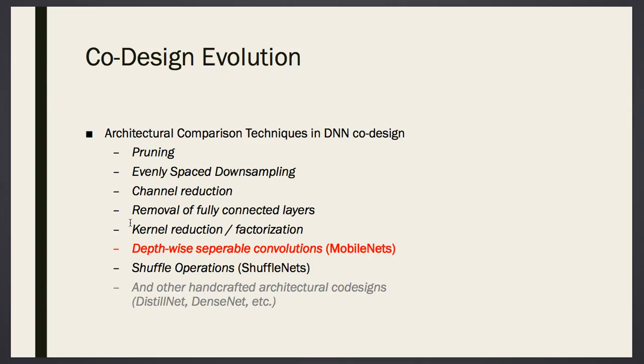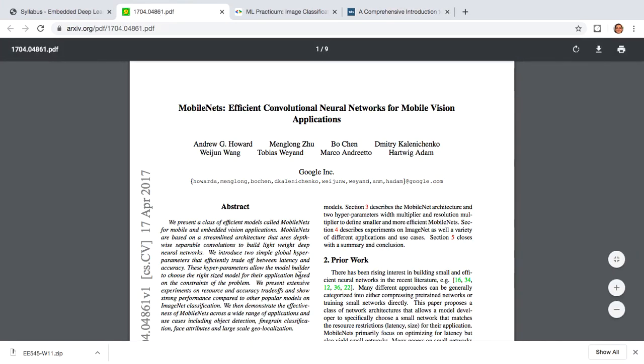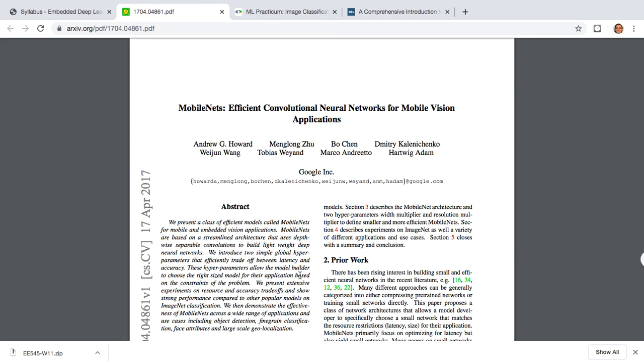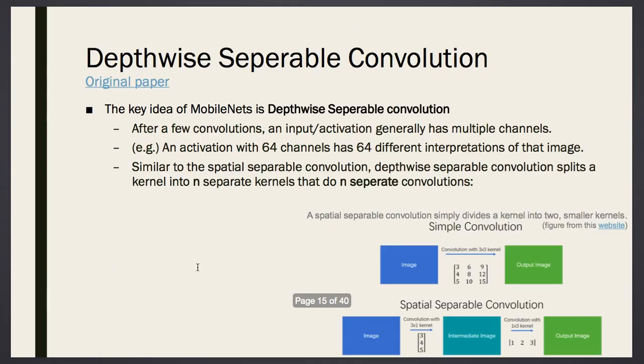And actually this idea was provided in the paper called MobileNets, as I've shown in the very early slides of this video lecture, maybe one of the previous lectures, done by Google. So as you can see, the idea is depthwise separable convolutions. What is it? Guys, the key idea is actually separating the depth in the convolution.